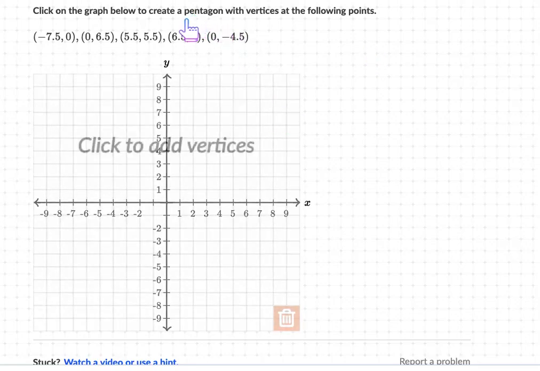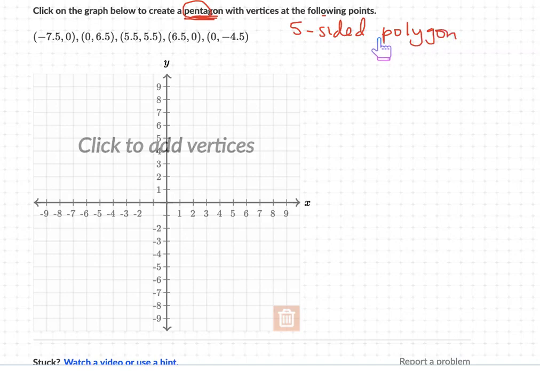For this problem, they gave you a hint and they said it's going to create a pentagon. Penta means 5, so it's going to be 5-sided. It's going to be a 5-sided polygon, a shape with many sides. So I like to first figure out how many points there are going to be because this can be kind of confusing. There's 1, 2, 3, 4, 5. 5 points for your 5 sides.